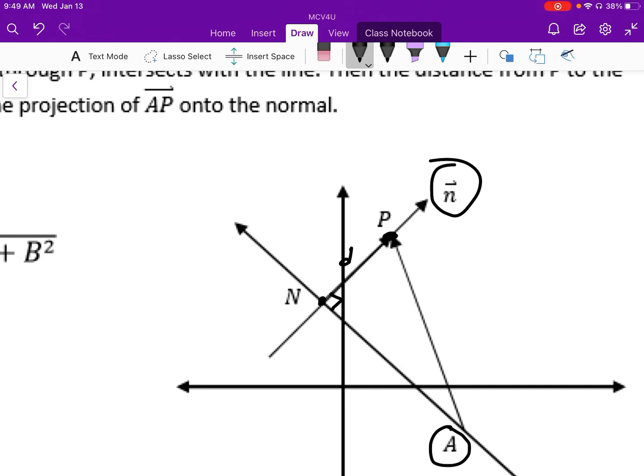normal vector. Now, it may be a little harder to see it that way, but if we move AP so that its tail is at capital N and it goes up here, then you can see that this is the vector AP as well, and its projection onto the normal vector. This perpendicular part here, you set up this parallelogram, so that the magnitude of NP is the distance that we're looking for from the point P to the line. Hopefully you can see that.